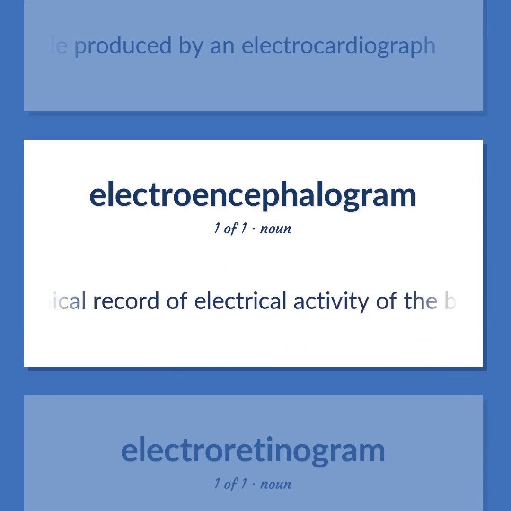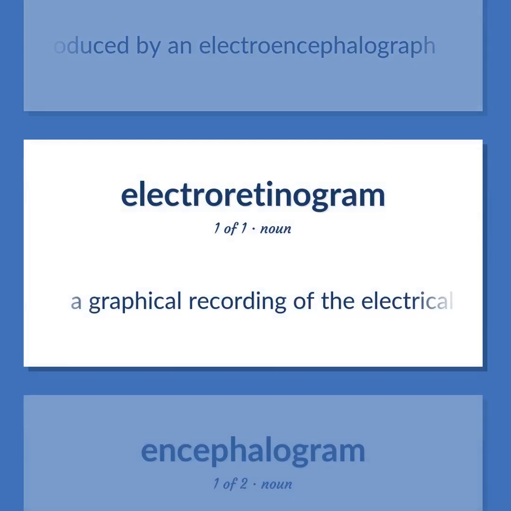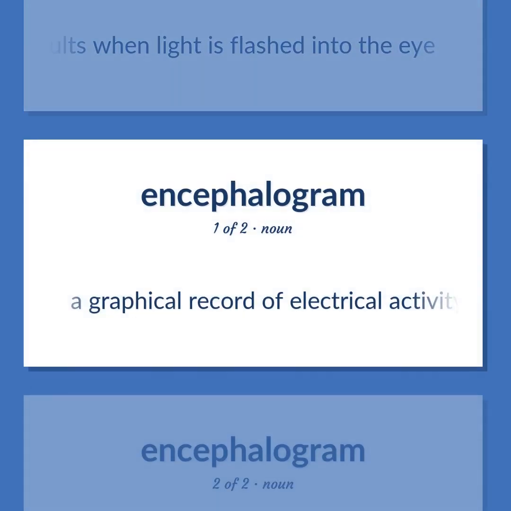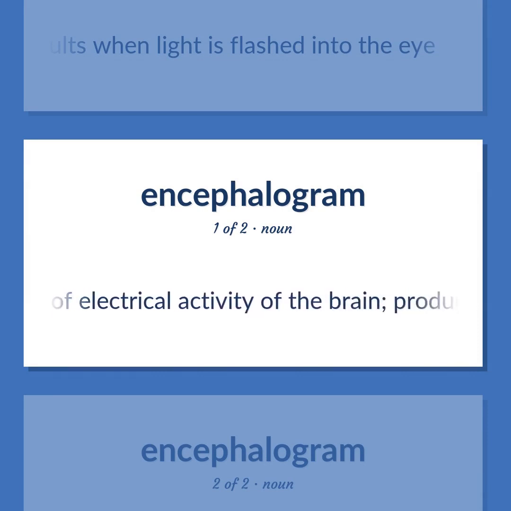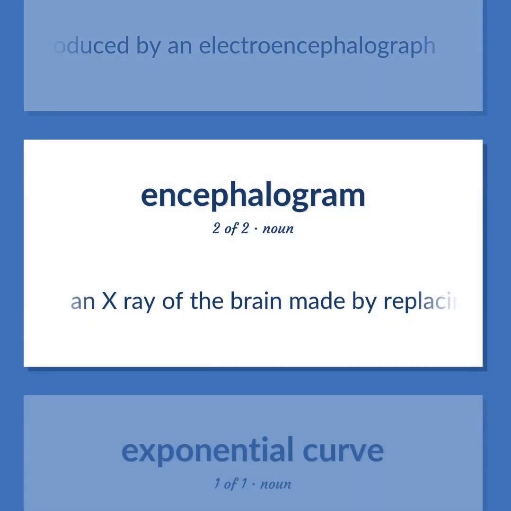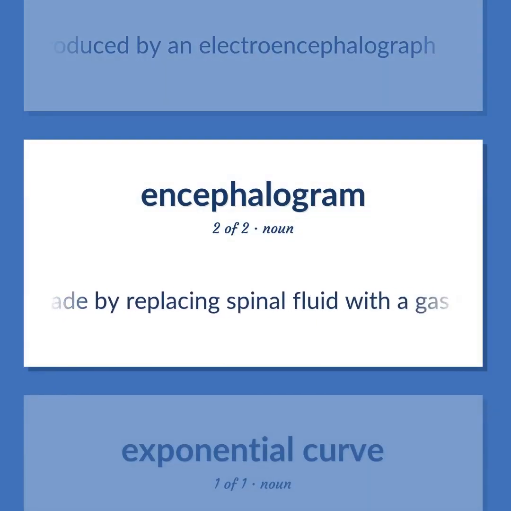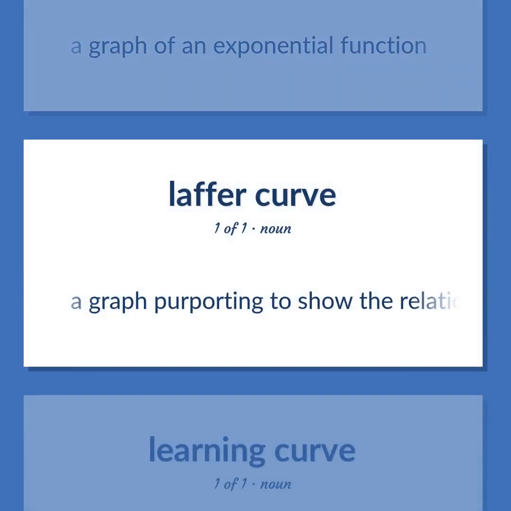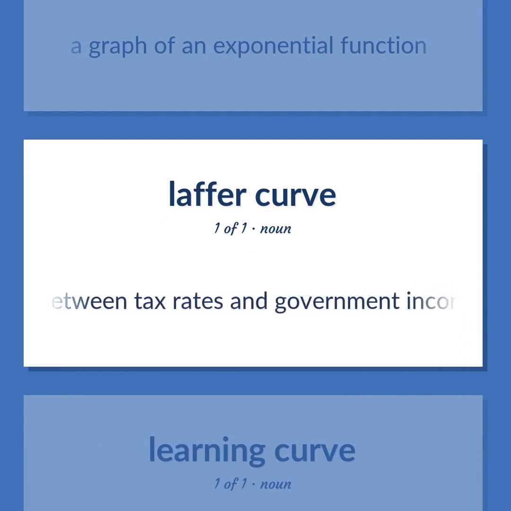A graphical record of electrical activity of the brain, produced by an electroencephalograph. A graphical recording of the electrical activity of the retina that results when light is flashed into the eye. An X-ray of the brain made by replacing spinal fluid with a gas, usually oxygen, to improve contrast. A graph of an exponential function. A graph purporting to show the relation between tax rates and government income.